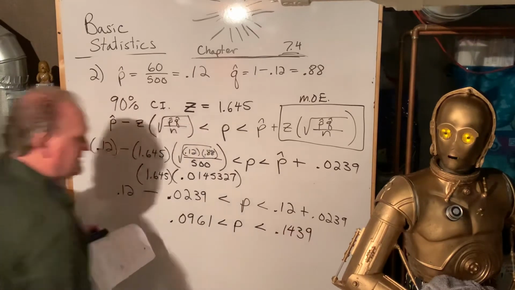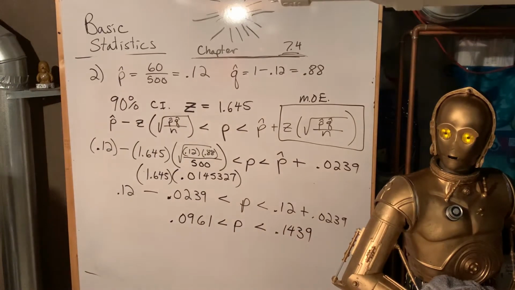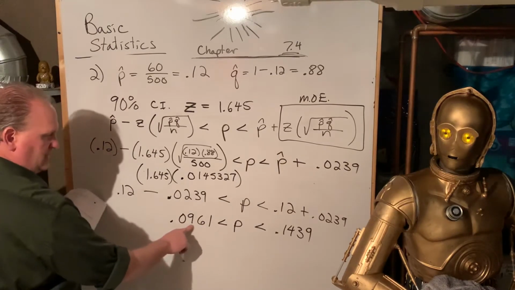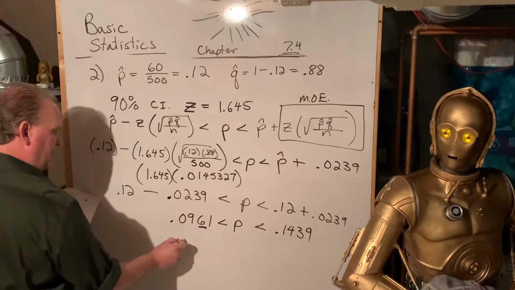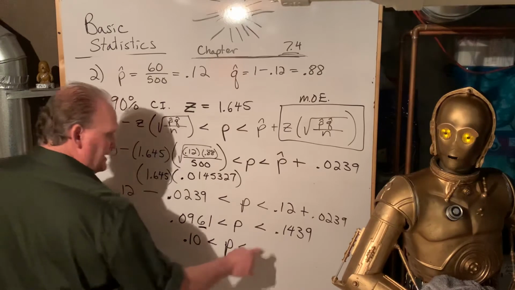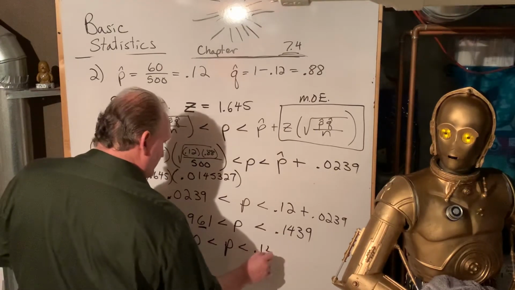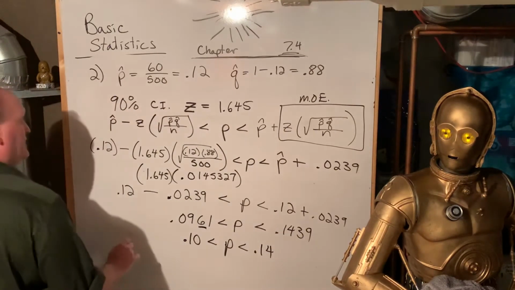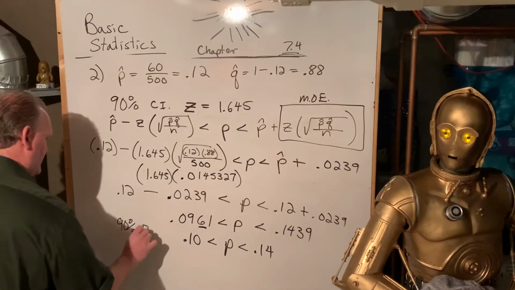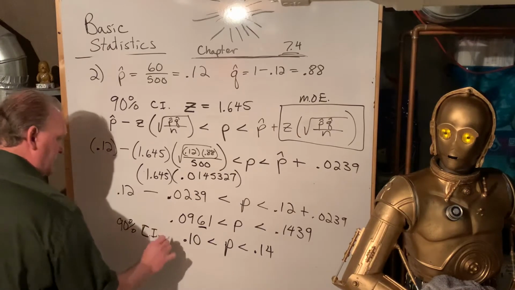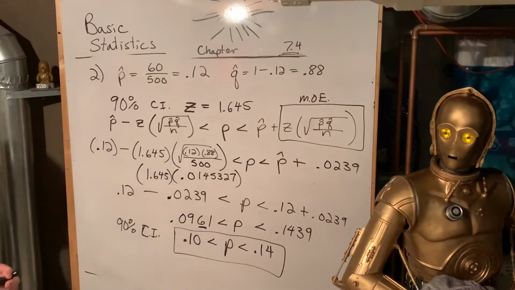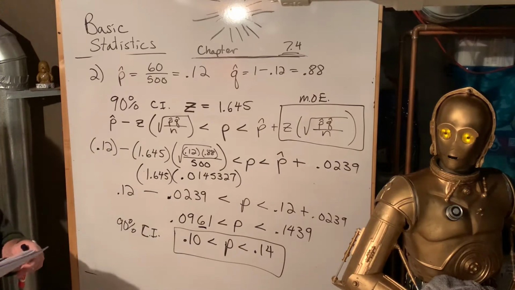So when you have it on a test, I'll tell you, oh, round to hundredths place. All right, so to round this to hundredths place, we would go tenths, hundredths. So we'd look at that. That would bump it up to 0.10 is less than P, which is less than 0.14. So our 90% confidence interval would put the male nurses between 10 and 14%. Okay?